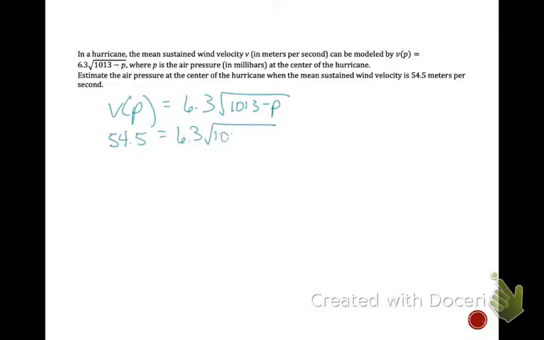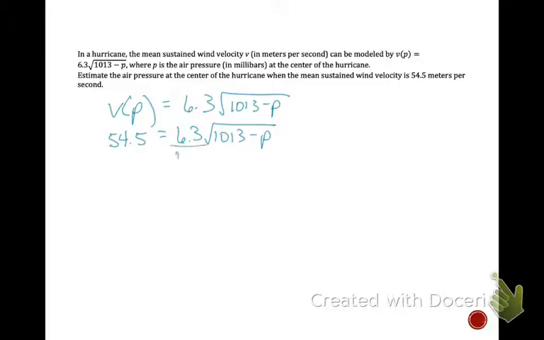We're going to estimate the air pressure at the center of the hurricane when the mean sustained wind velocity is 54.5 meters per second. So let's grab that formula that we have, v of p, so velocity in terms of pressure equals that expression. So we're going to replace the velocity in terms of pressure expression, so that entire v of p, with 54.5. So remember, this is function notation, v of p. That is not v times p. That is just showing you that this is velocity in terms of pressure.